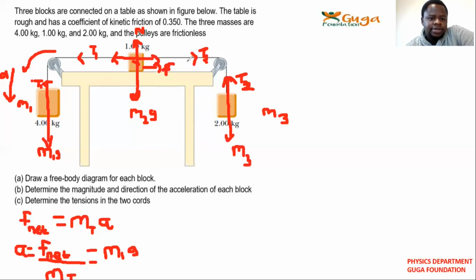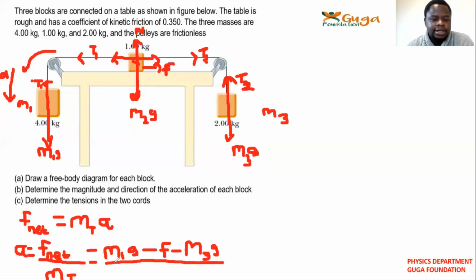So now it will be M1 G, and then because the friction is also going this side, opposing, you say minus your friction. And then also here the weight will be pulling down the block, and the block will want to go to the side with more mass at M1. So you will also say minus, in the opposite direction, minus M3 G, all over the total mass.